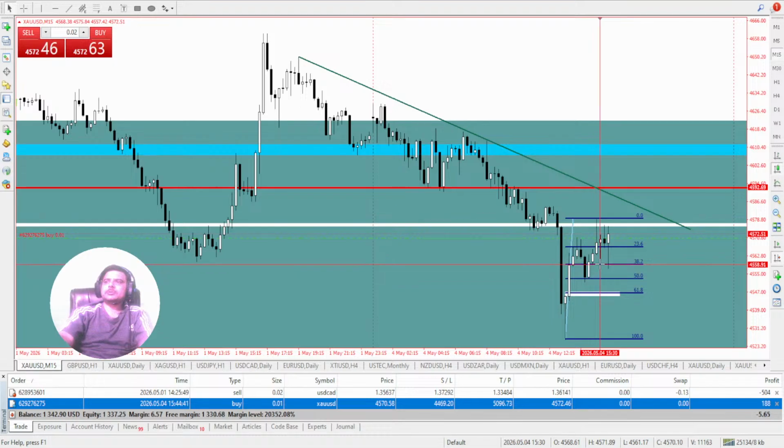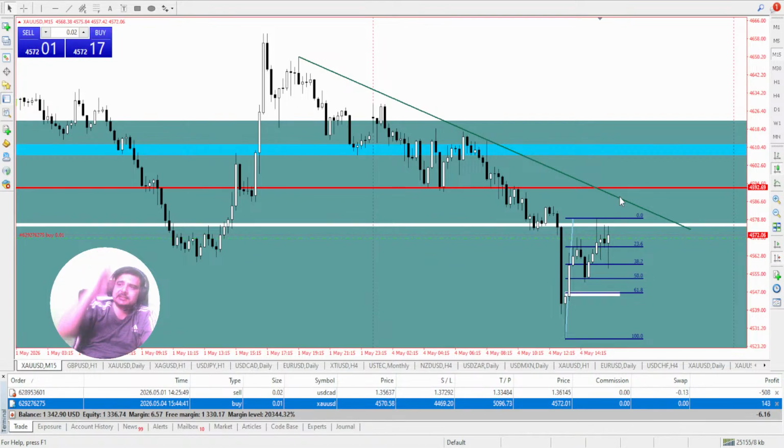The 15 minute is trying to gain momentum, but let's see, my friend, how that momentum will look, because the trend is still deadly bearish.